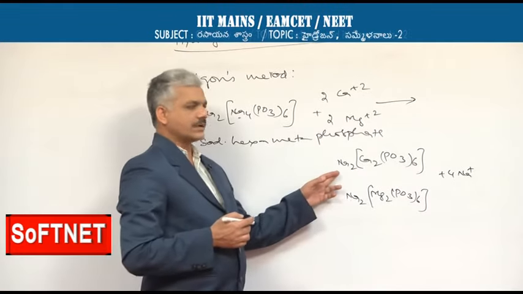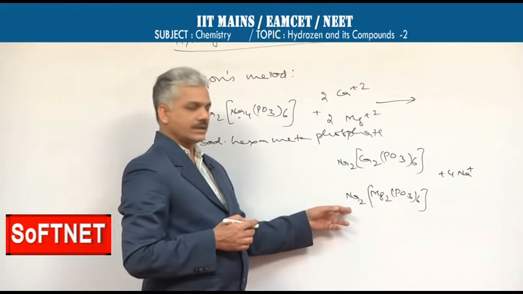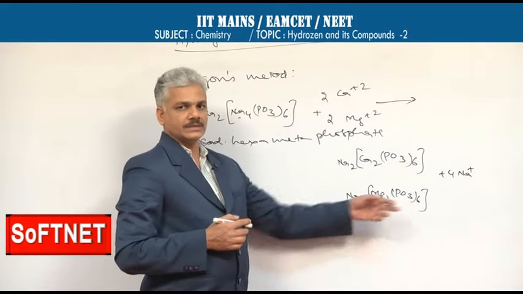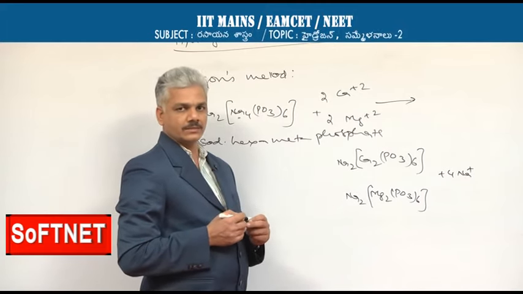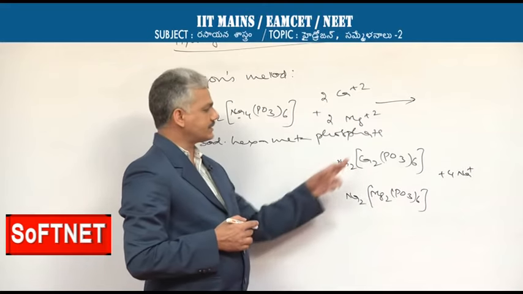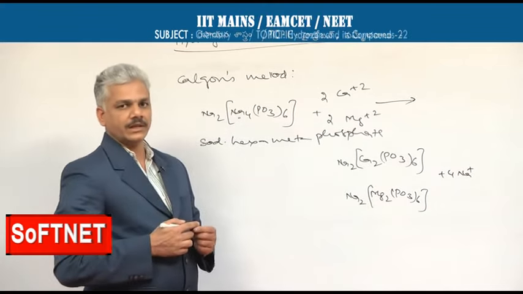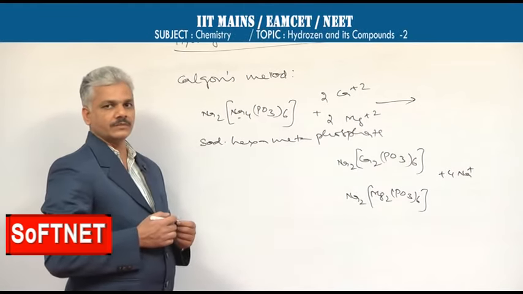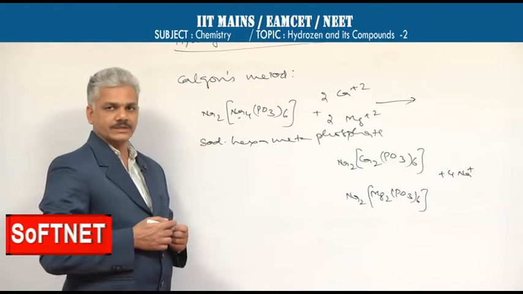This product is called sodium calcium hexametaphosphate, and the other one is known as sodium magnesium hexametaphosphate. Both these are soluble complexes. As long as calcium and magnesium ions reside inside the complex sphere, they will lose their natural properties. In that way, hardness of water, both temporary and permanent, can be removed by this method.